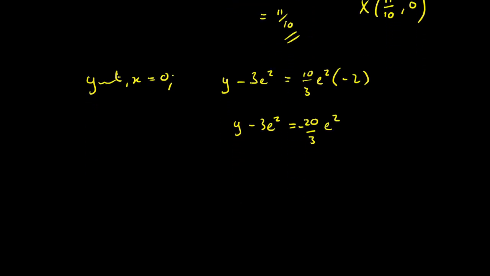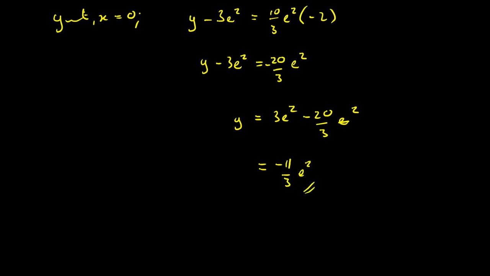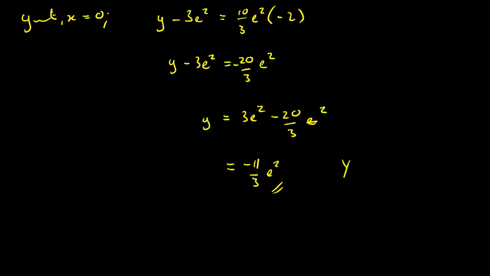And so we've got to add the 3e squared to both sides. So we're going to get 3e squared minus 20 upon 3e squared. So 3 can be written as 9 upon 3. So we've got 9 upon 3 minus 20 upon 3, which is minus 11 upon 3 e squared, right? So I think that my y value is 0, negative 11 upon 3 e squared.